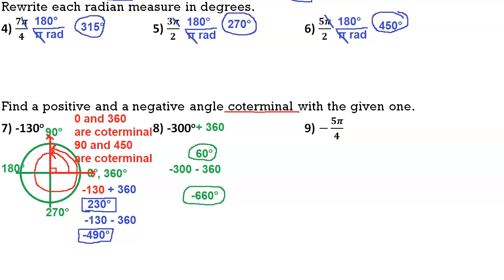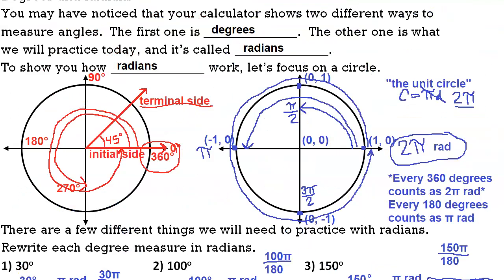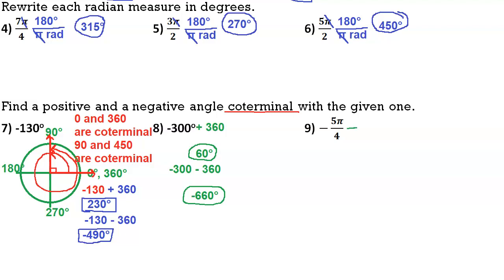All right, now if we're in radians, then we can't add or subtract 360. What we have to do instead is add or subtract whatever 360 would be, which is 2 pi. So that's what we're going to do. We're going to add 2 pi, or when we do the problem a second time, we are going to subtract 2 pi.